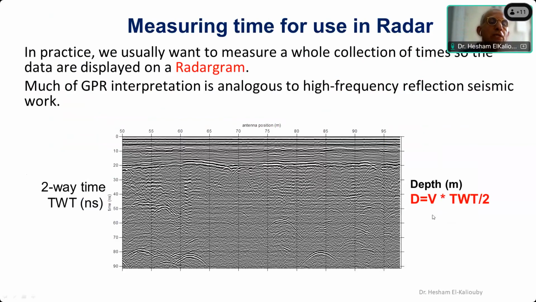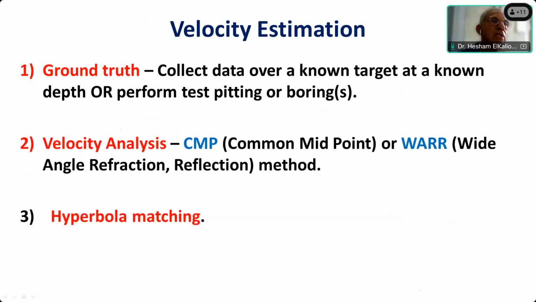There are many ways to determine the velocity. For example, ground truth, where we know a specific target in the subsurface and how deep this target is. Or we can use a CMP, common midpoint, or WARR, which is wide angle reflection and refraction, or we can use hyperbola matching. I will explain each of these methods for estimating the velocity.